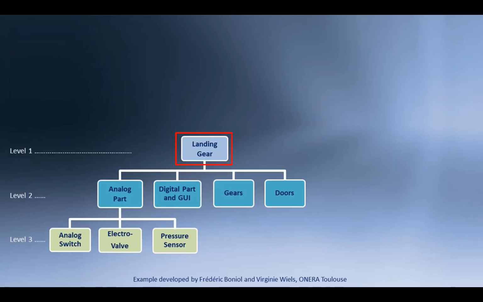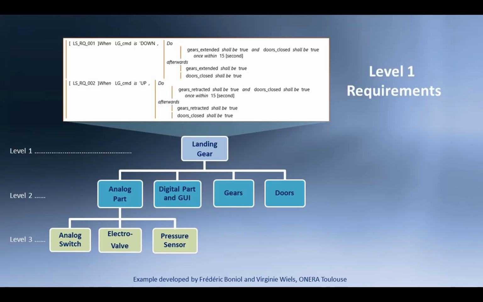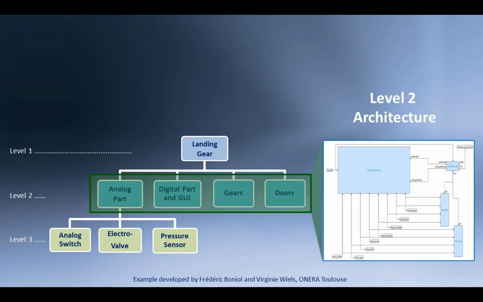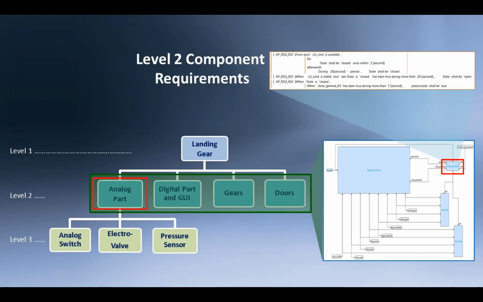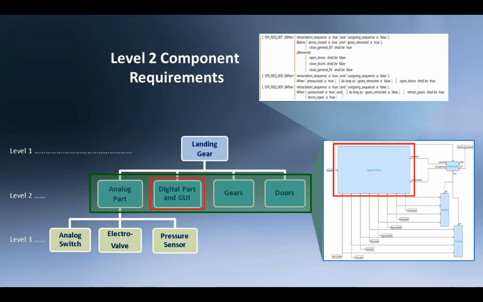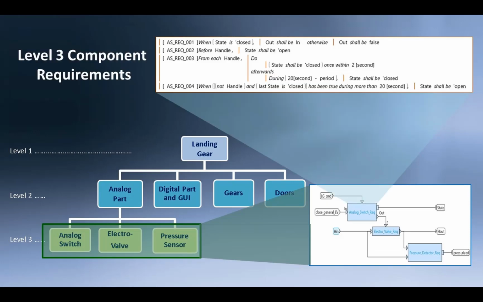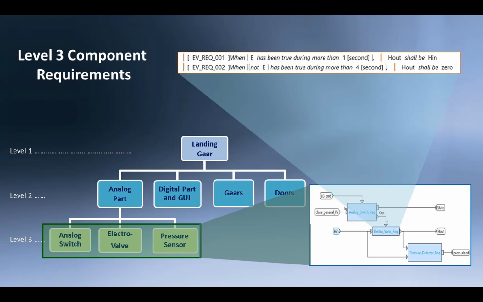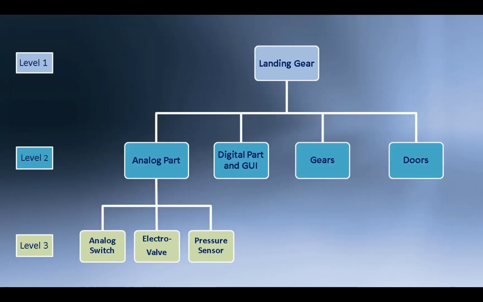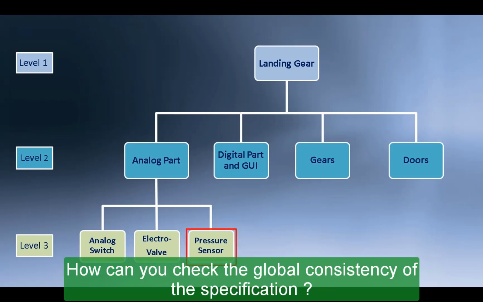Level 1 is the top level and contains the high-level requirements. Level 2, the next level down, has 4 components that exchange data. Each Level 2 component has its own requirements. It is the same for Level 3, which includes 3 components that collaborate to provide the services defined at the higher level. Finally, once the requirements of each component at each level have been described, you need to check that they are consistent with each other.